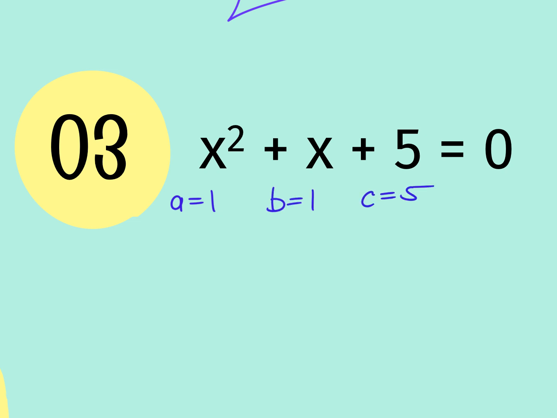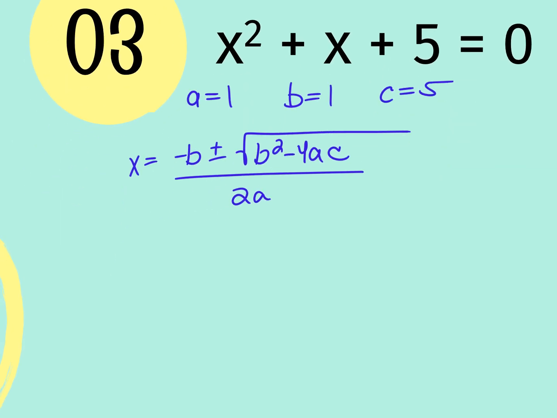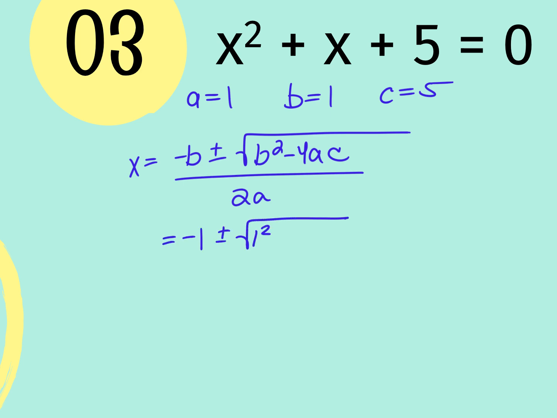All right, let's remember our quadratic formula. x equals negative b plus or minus the square root of b squared minus 4ac all over 2a. So now we're going to just take those 3 numbers, 1, 1, and 5, and plug them into our formula. So we have negative 1 plus or minus b squared is going to be 1 squared minus 4 times a, which is 1, times c, which is 5, all over 2 times 1. So I have everything input correctly.